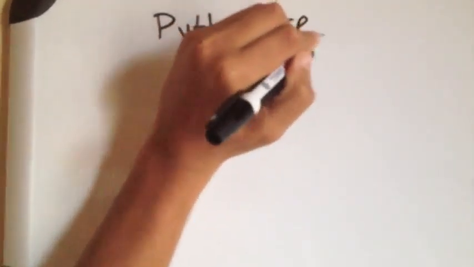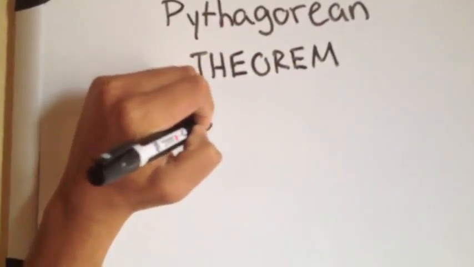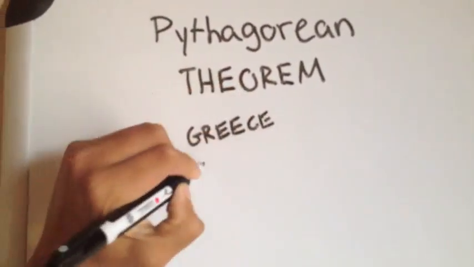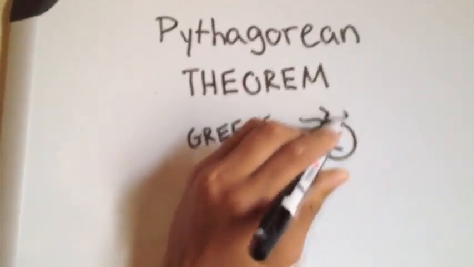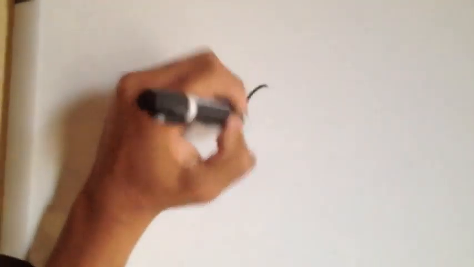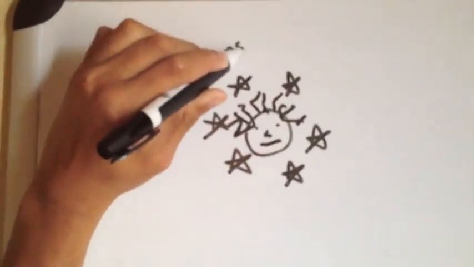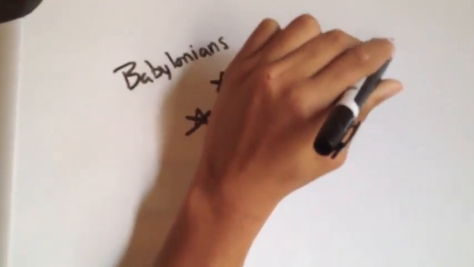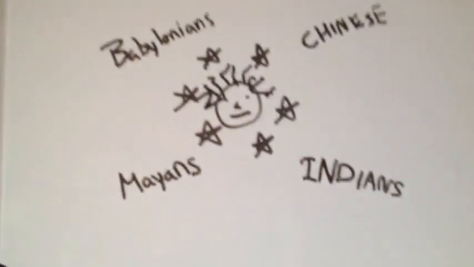One of the most famous math theories of all time is the Pythagorean theorem, which was founded in Greece somewhere from the years of 500 to 569 BC by a man named Pythagoras. Now, Mr. Pythagoras was credited for finding the Pythagorean theorem, yet other ancient civilizations such as the Babylonians, the Chinese, the Indians, and the ancient Mayans were thought to have known of this theory even before Pythagoras.